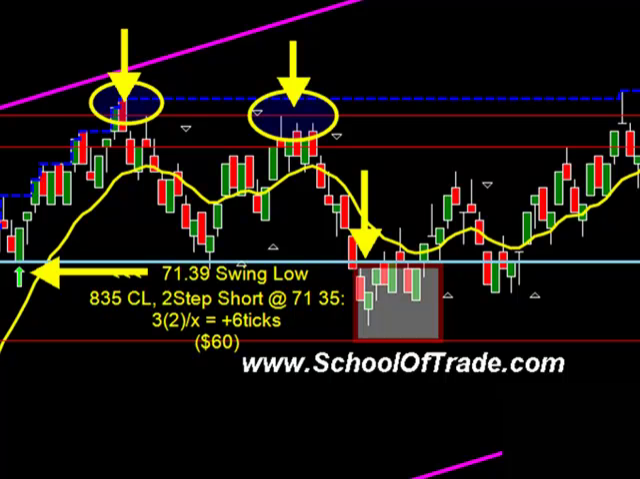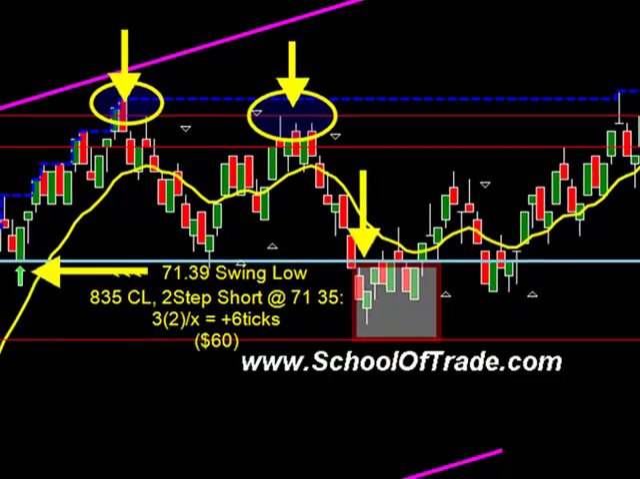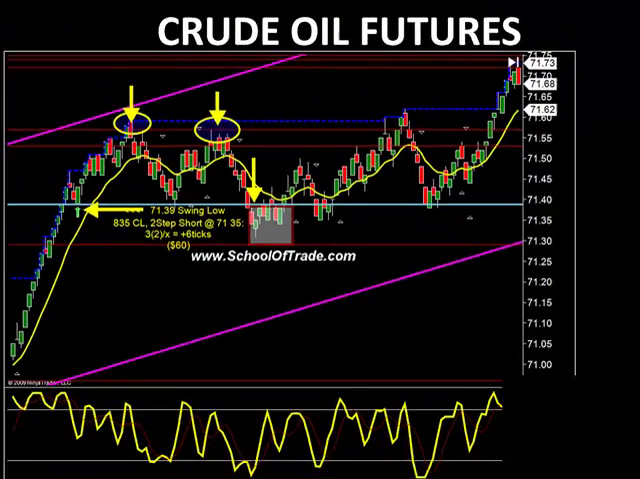That double top really is a strong indication that the buyers here tried once, twice, 3 times here now to push that thing above that high of day, and it failed all 3 times, then came back down and filled our order here for this two-step short. 71.35 in the market. We took 6 ticks out of this market, 3-tick target, took 2 contracts off at 3 ticks, and of course that totals $60 there as we work our way through our day here.